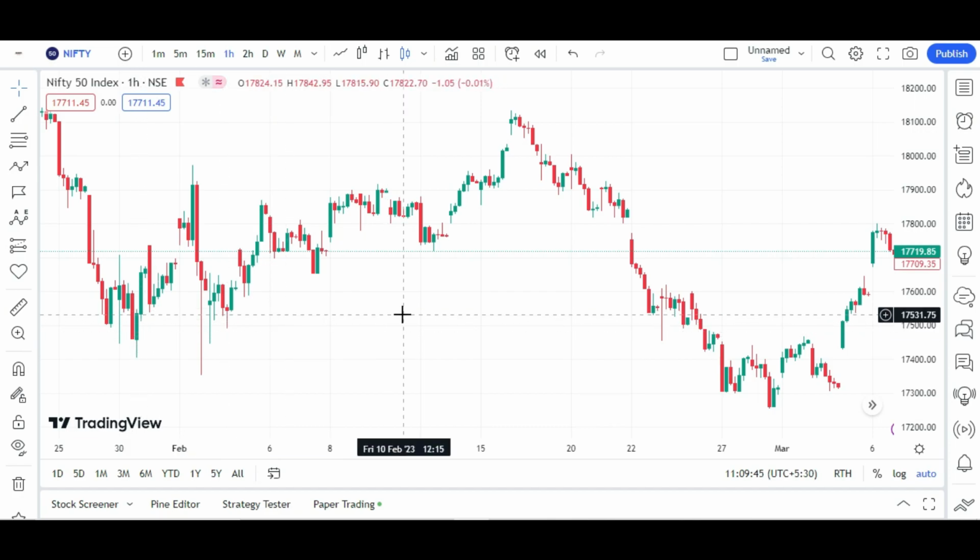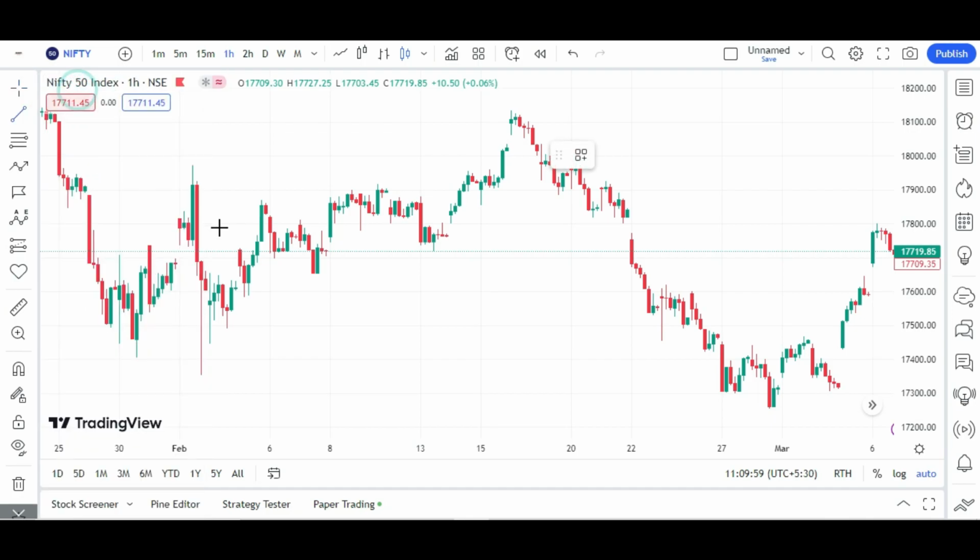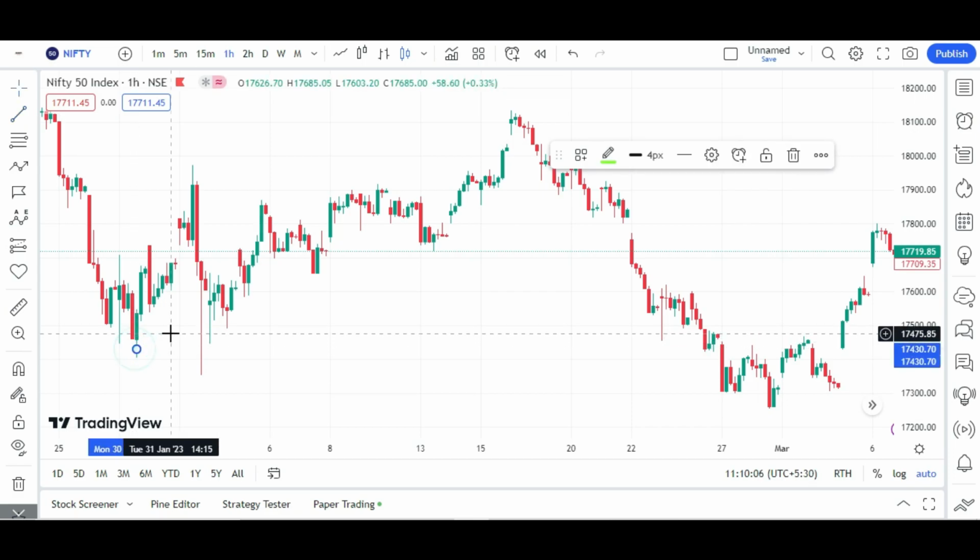So for that you are going to use tools. On the left hand side corner of TradingView, this is a toolbar that you can use. There are different tools you can use. On the top you can see this is a trend line. So you can just click on that, and now what you have to do: one touch point is here. We'll try to connect this touch point with other touch points like this.